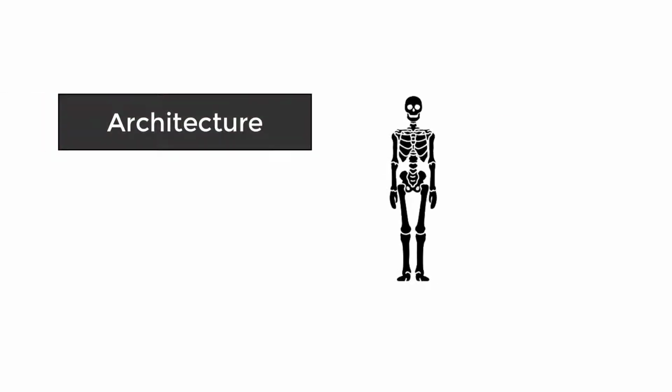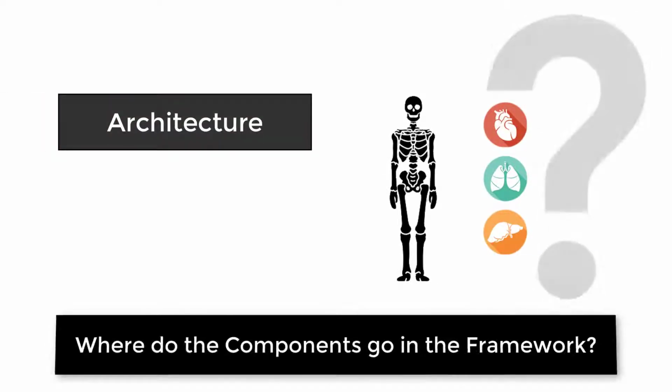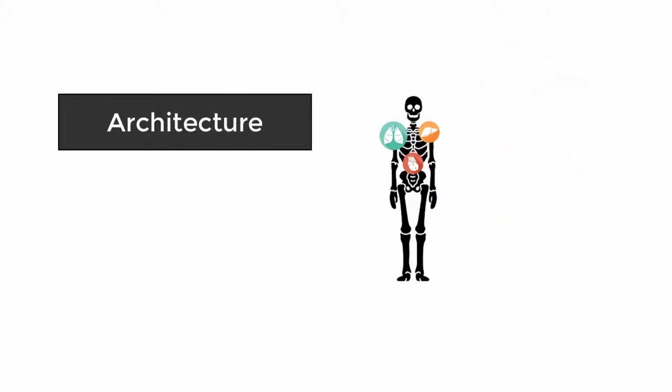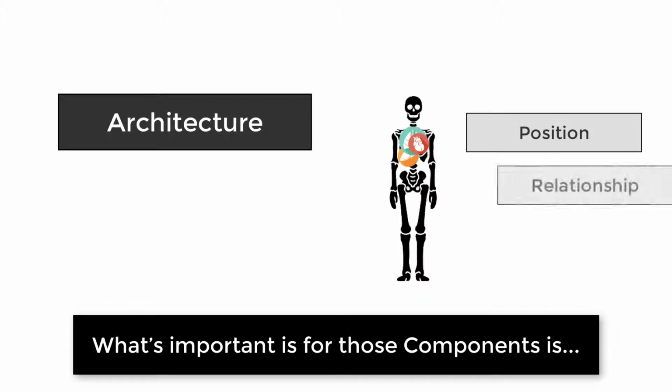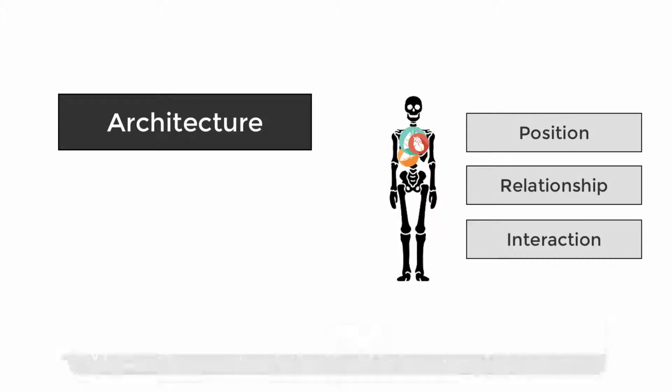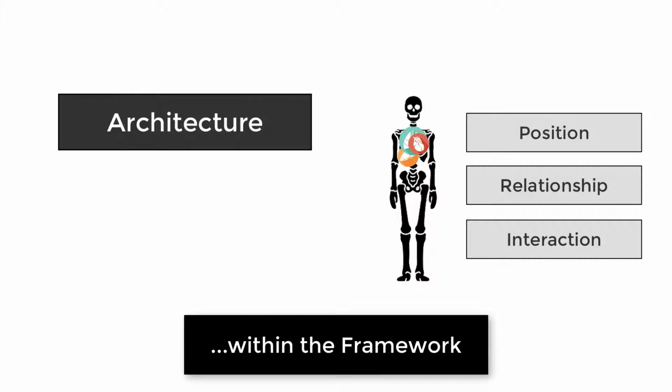So you have the framework and you have the components. Where do the components go in the framework? Just randomly plugging components into a skeleton isn't going to build you a functioning human body. How we position and set up the relative relationships between those components within the framework is critical. And what's important for those components is the position, the relationship, and the interaction within that framework.